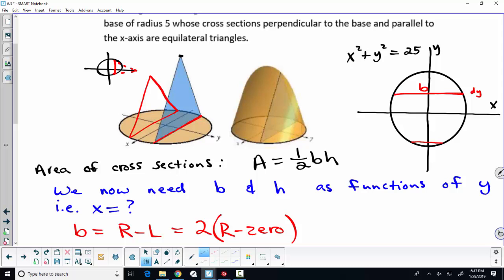Again, we're looking at our cross-section's thickness dy, so this equation needs to be solved in terms of y, meaning we've got to solve it for x. So our equation we're looking at is x equals plus or minus the square root of 25 minus y squared. The positive root indicates positive x values, the right half of the circle. The negative root is for negative x values, which is the left half of the circle.